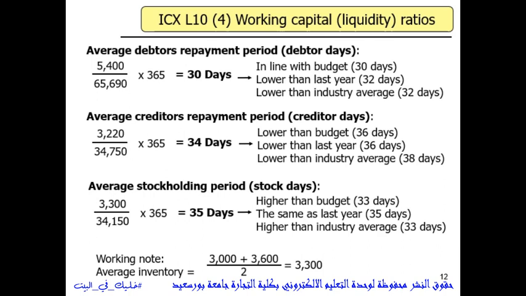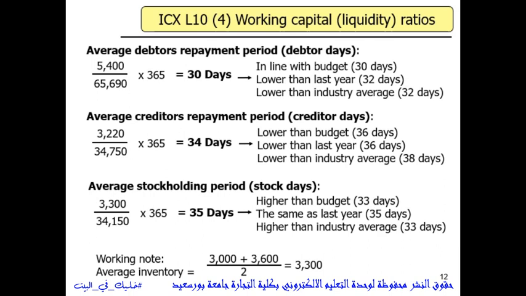On the average creditors repayment period, it's equal to closing payable divided by purchases multiplied by 365, which is lower than the budget and the last year and the industry. The last ratio is average stock holding period, which is equal to 35 days, which is higher than budget, the same as last year, and higher than the industry average.